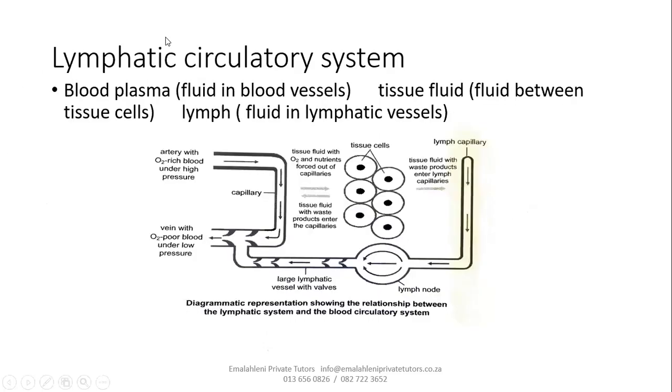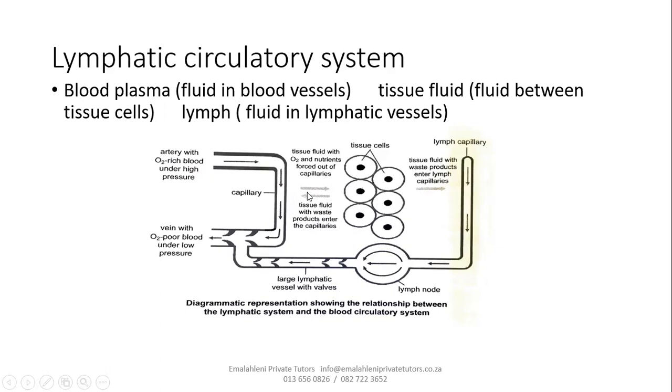Now let's talk about the lymphatic system. We must know something here. We have the tissue cells here. Once we have blood plasma, which is the fluid in the blood, this is the tissue fluid: the blood fluid leaves the blood vessels into the tissues. When it's in the tissue, that's where the exchange of nutrients, oxygen and everything happens.